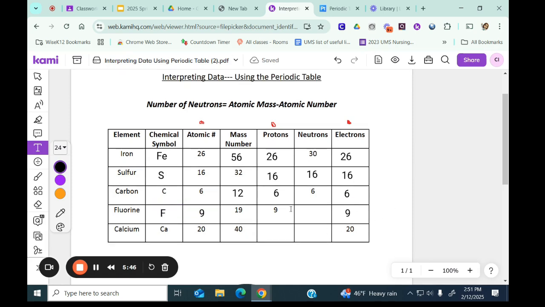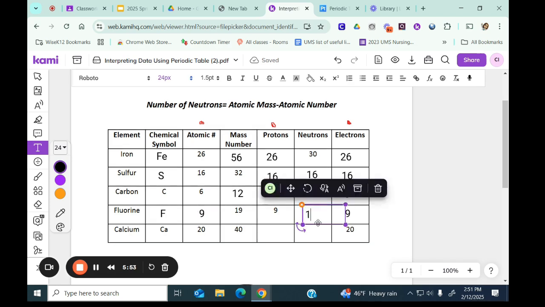Now to find the number of neutrons, we're going to subtract our atomic number and our mass number. So 19 minus 9 is going to give us 10. So there's going to be 10 neutrons.